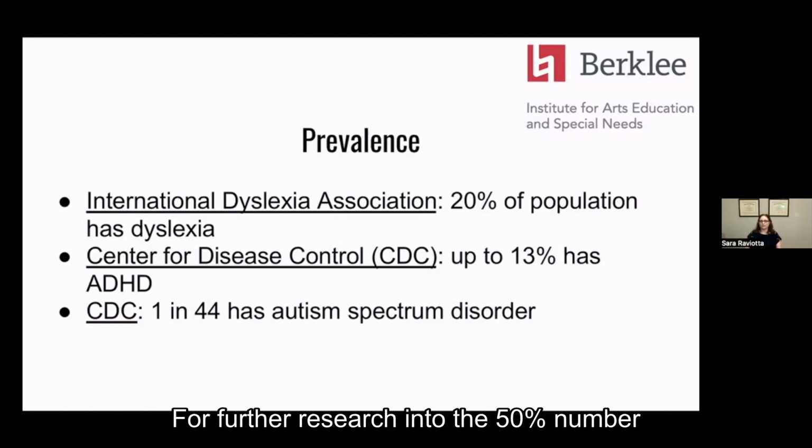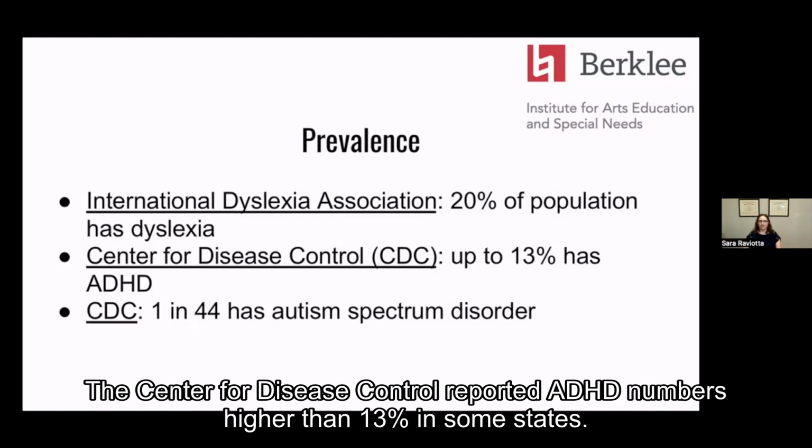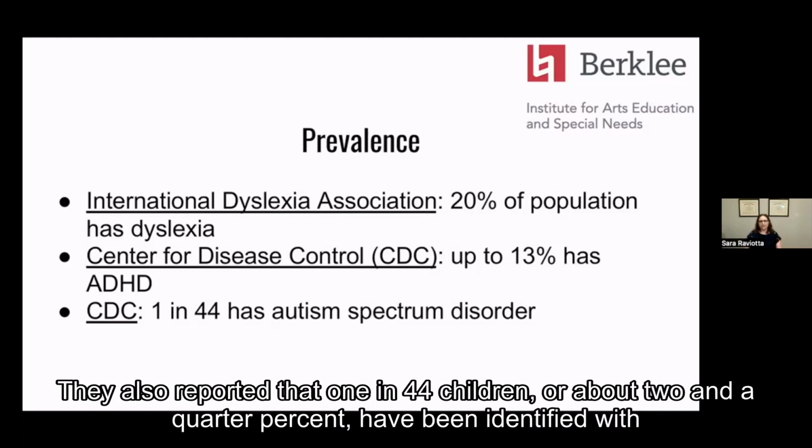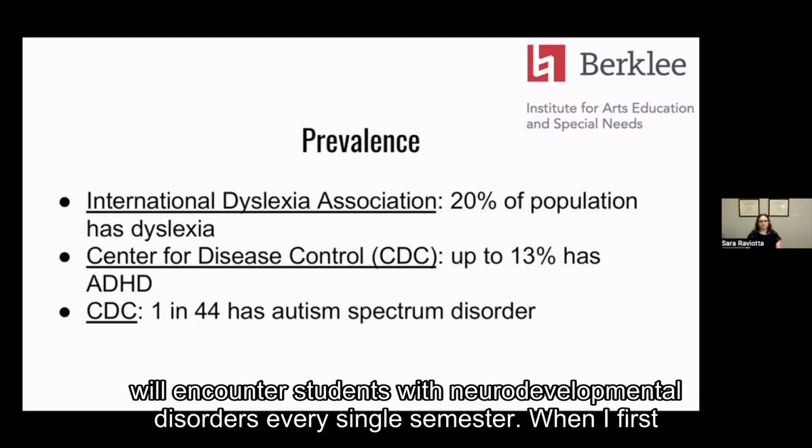For further research into the 50% number, check out the article 37 Oboists by British biochemist and oboe teacher Carolyn King. The Center for Disease Control reported ADHD numbers higher than 13% in some states. They also reported that 1 in 44 children, or about 2.25%, have been identified with autism spectrum disorder. These statistics only cover those with a formal diagnosis, not the undiagnosed. Therefore, it is likely that music teachers will encounter students with neurodevelopmental disorders every single semester.